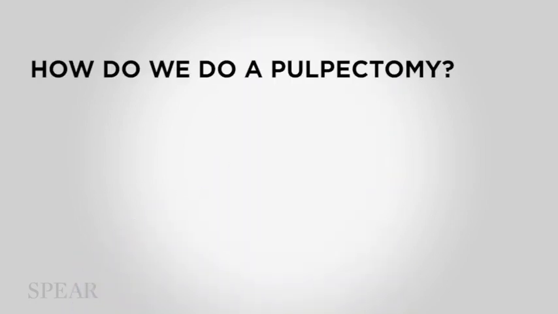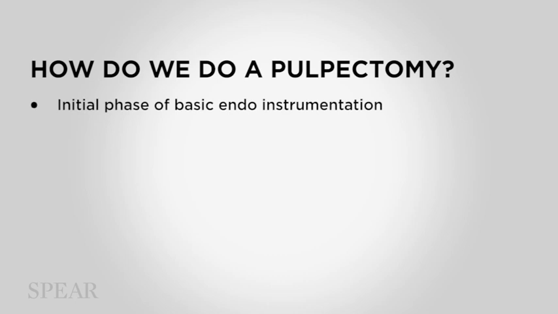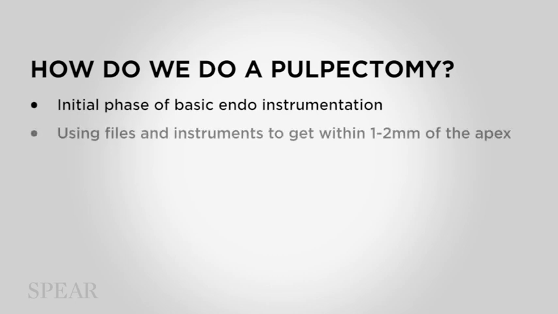And a pulpectomy is basically the initial phase of your cleaning and shaping procedure, which means using files and instruments to get down as close to the apex as possible. Usually you could be within 1 or 2 millimeters of the apex and you're fine. So you don't have to have that kind of accuracy in order to get the full working length measurement. But that would be ideal. If you have the time, that would be the way to do it.